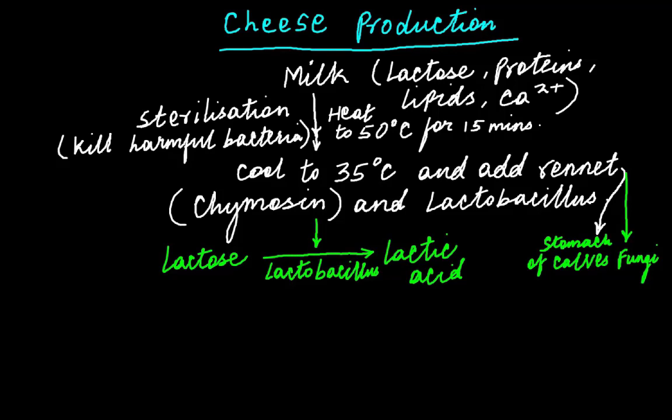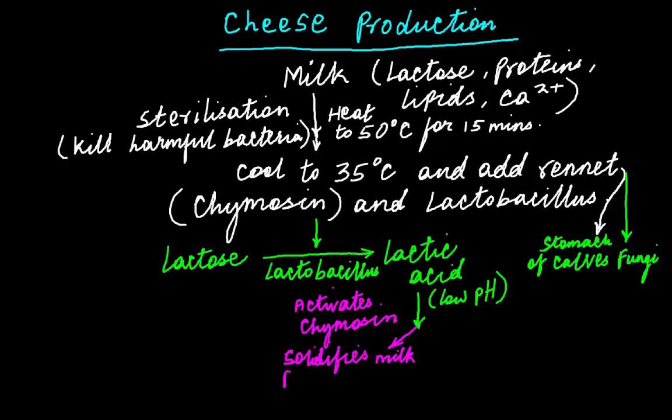Is it clear? Now, the lactic acid has a low pH, and this low pH will activate the enzyme chymosin, because you know the environment in the stomach is acidic, right? It has a low pH. So the enzyme has an optimum pH of about 2 or 3, slightly acidic. So now what will happen? This low pH will activate the chymosin enzyme, and the chymosin enzyme will solidify the milk protein casein, CASEIN, into curd, and a liquid whey will form.